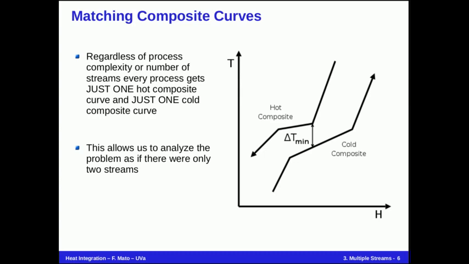Then we can treat these composite curves as the simplest straight line streams and match them at the concrete minimum approach, and look for the hot utility we need or the cold utility we need. This will be the way we analyze multiple stream processes.